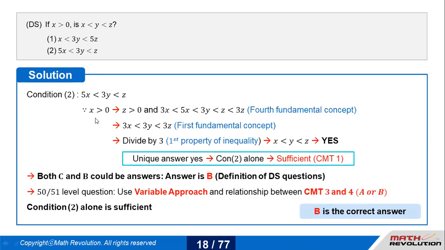Now see, both C and B were the answers, but as per the definition of the DS question or variable approach, the relationship says that if C happens to be an answer in inequality questions or key question, you need to check for A and B. And this is a 50-51 level question. So such kind of level questions is accessible to students from the lesson XYZ. Or you could also check WXYZ onto our website.